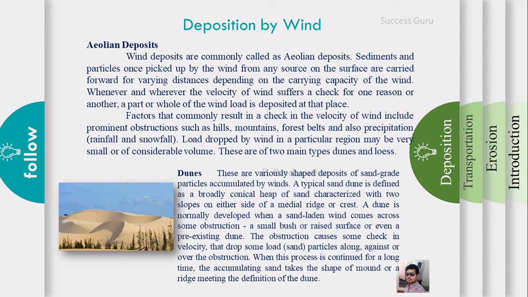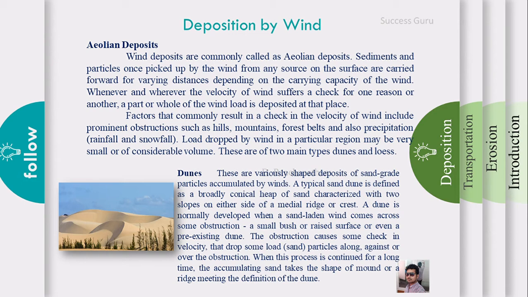The first one is the dunes. They are variously shaped deposits of sand-graded particles accumulated by the wind. A typical sand dune is defined as a broadly conical heap of sand characterized with two slopes on either side of the middle ridge or crest.